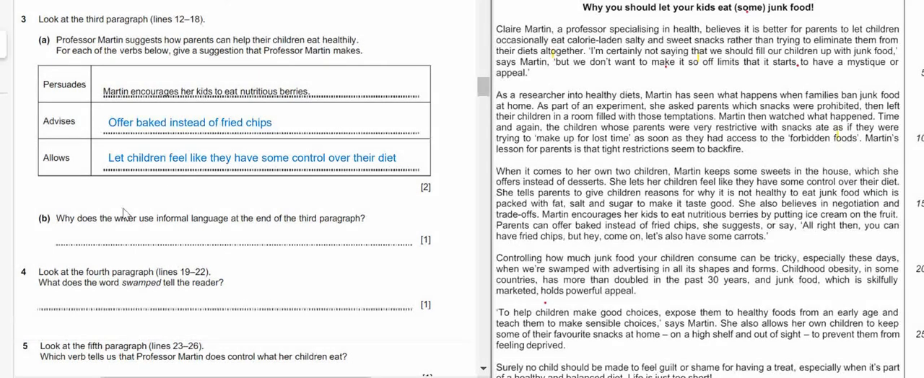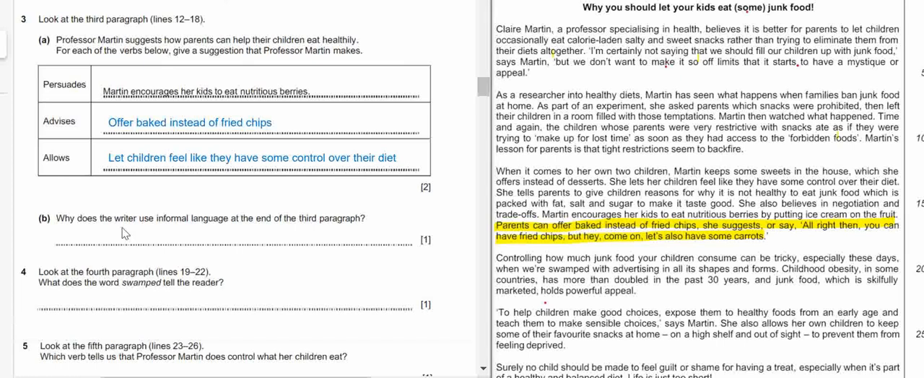Now we are in question 3b. Why does the writer use informal language at the end of the third paragraph? The paragraph is underlined for you. All right then, you can have fried chips, but hey, come on. Let's also have some carrots. So why does the writer use informal language at the end of the third paragraph? What do you think? 10 seconds from now. 10, 9, 7, 6, 5, 4, 3, 2, 1.